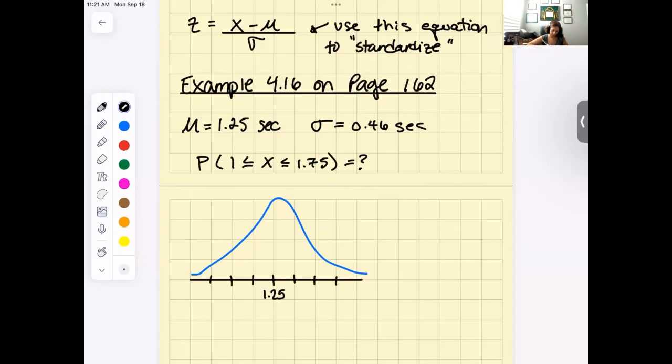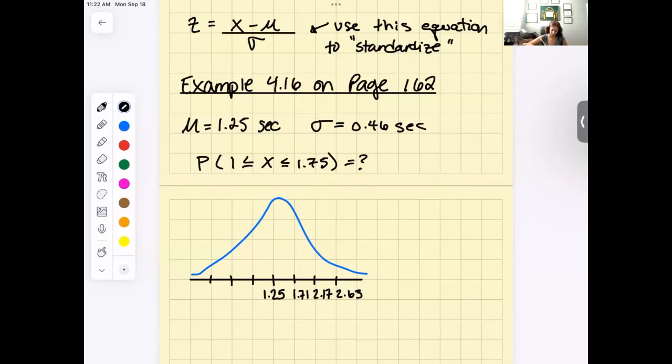So what's 1.25 plus a standard deviation? What's that new number? 1.71, and what's the next tick mark? 2.17, and what's the next tick mark? 2.63. Questions about how we got those numbers? Okay, now go to the left. Start at the mean and start subtracting the sigmas.